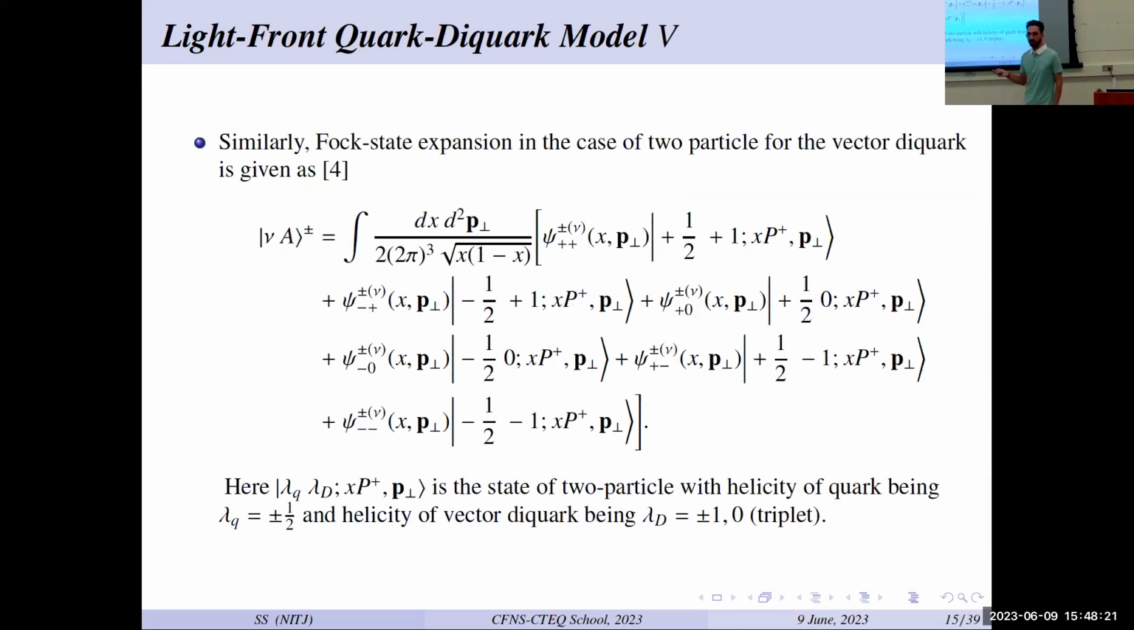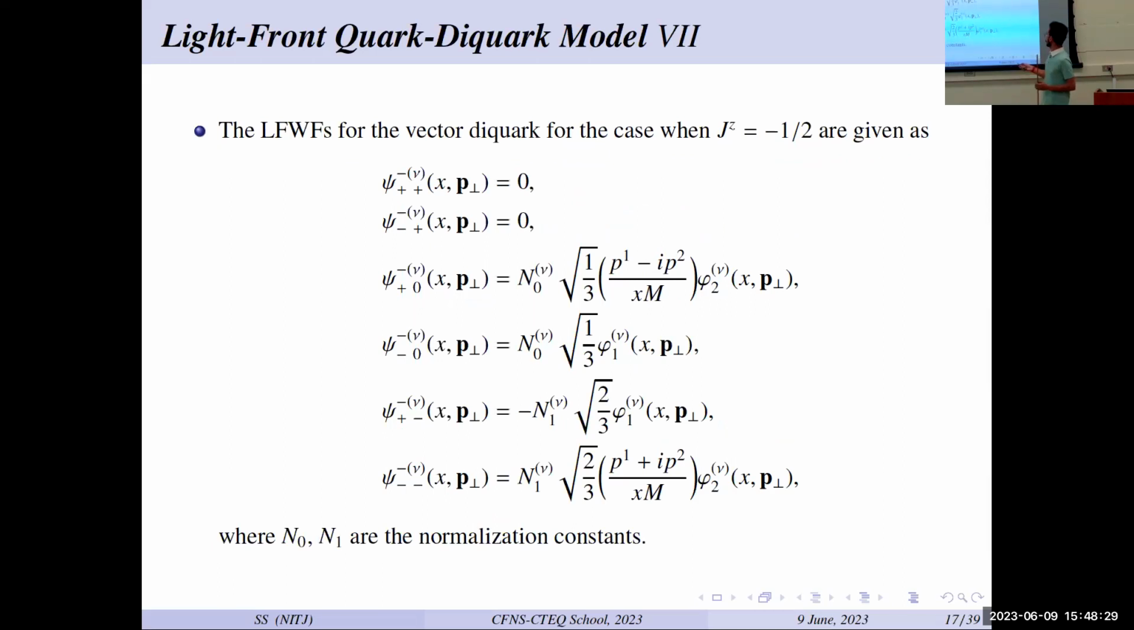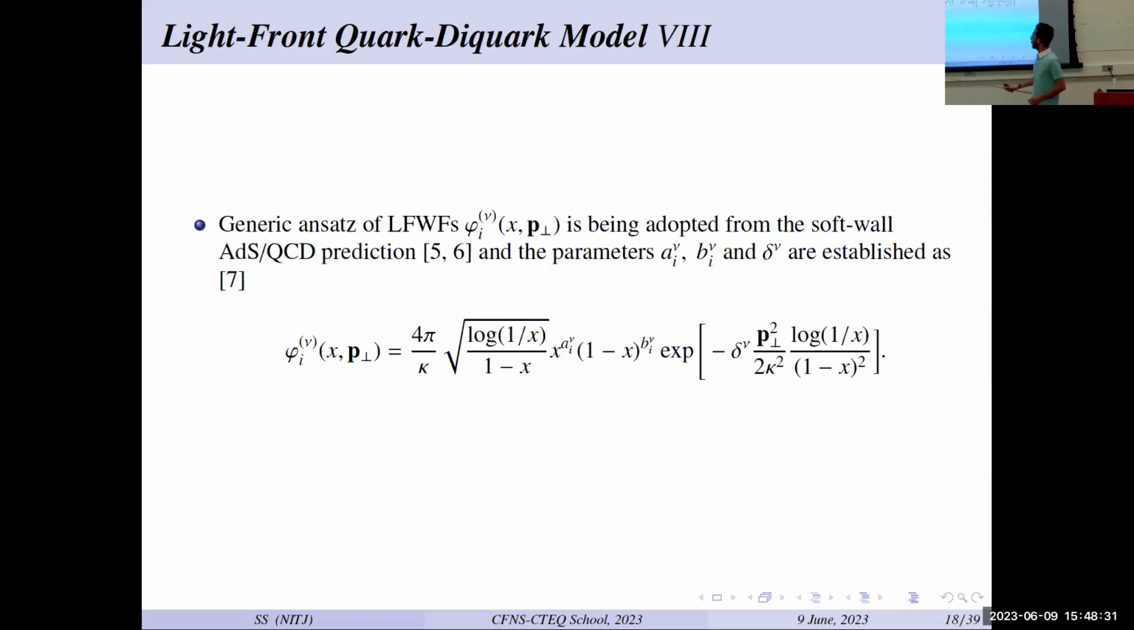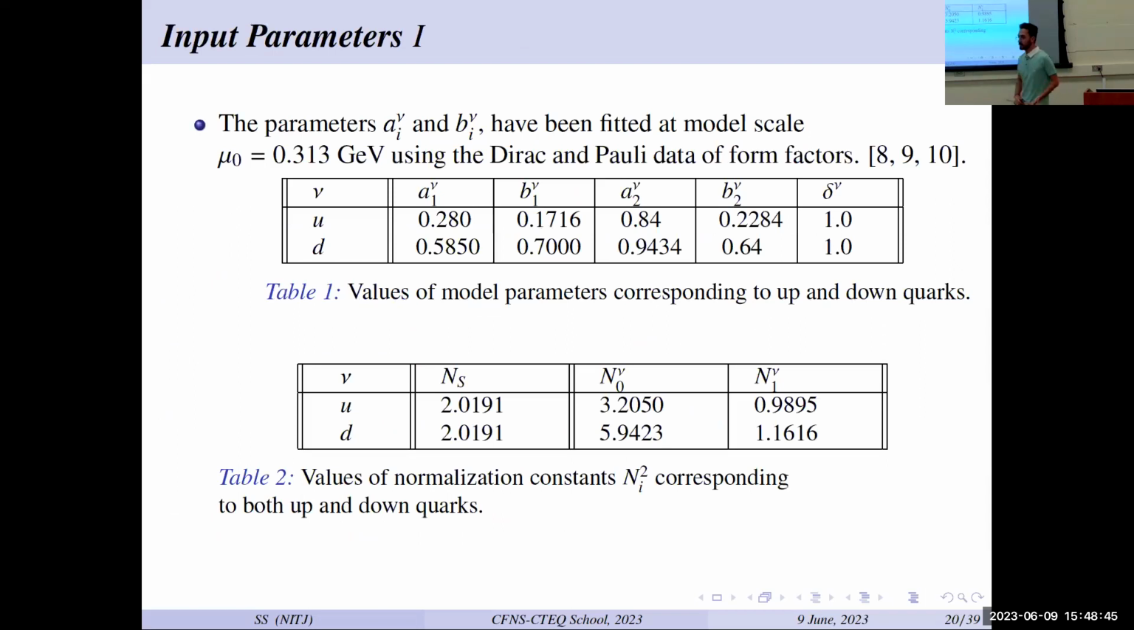Similarly, we have light front wave functions for the case of the vector diquark, and they are expressed in terms of the same wave function phi. The wave function phi is adopted from light front AdS/QCD, and the parameters a and b are included in this model. They are fitted by using the Dirac and Pauli form factors. We will discuss this in the input parameters. So these are the parameters of the model.